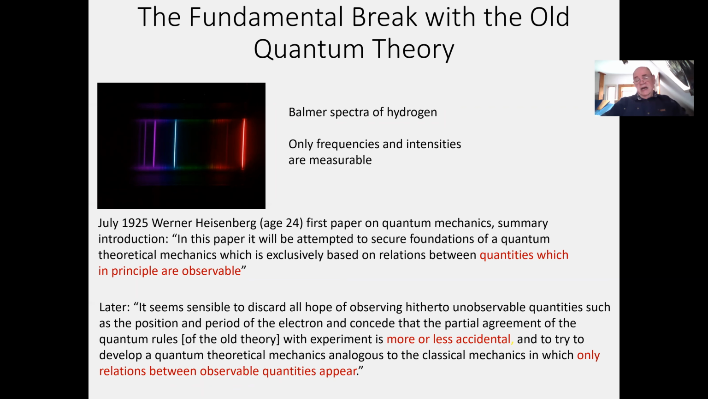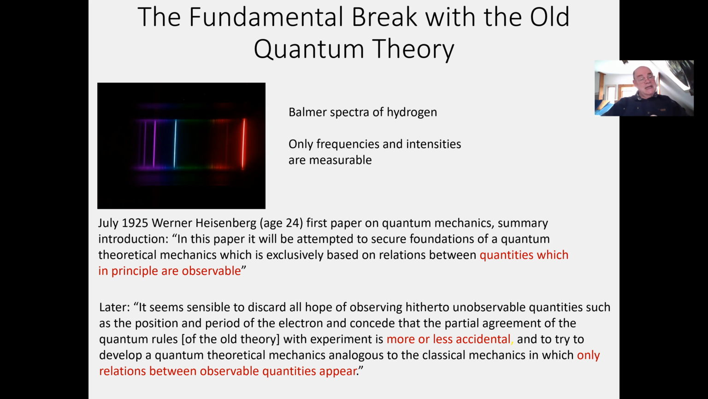And the story goes that Heisenberg was able to come back with an incredible paper that he gives back to his teacher. I think this is the beginning of something along the lines that we would like to see. And the paper begins by saying, in this paper, it will be attempted to secure foundations of a quantum theoretical mechanics which are exclusively based upon relations between quantities which are in principle observable. He's saying which clearly are not true in the Bohr model. And he goes on to make that very explicit.